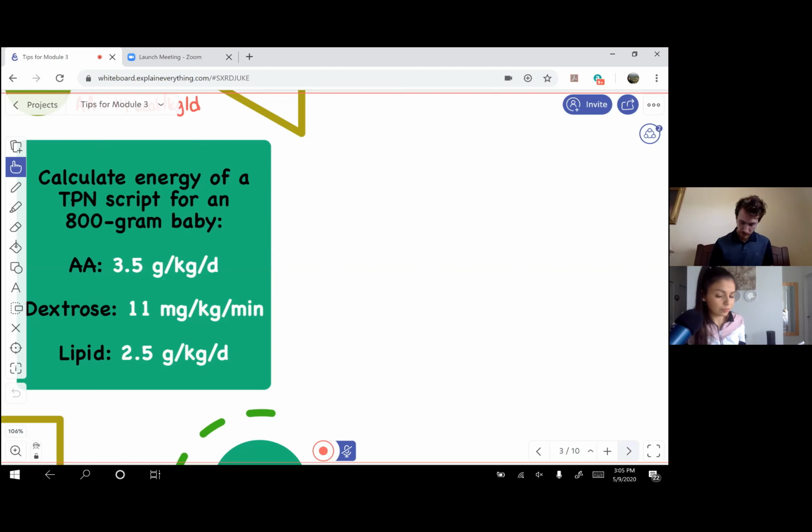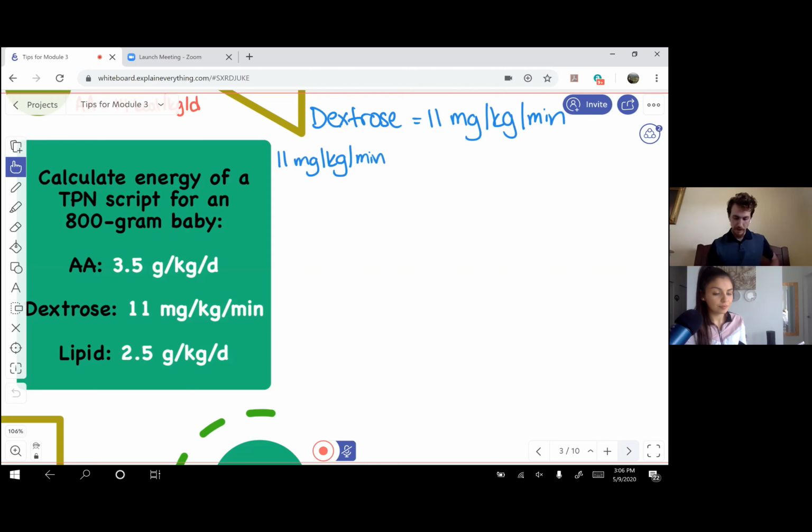So let's write out the dextrose. There's a lot of moving parts in this problem, so you want to make sure you're organized. I know we don't always have colors, but I do now, so I'm going to make use of it. The first thing we want to do here is convert the milligrams to grams. So to do that, we're going to take the 11 milligrams per kilogram per minute. And how do we convert milligrams to grams? It's been a while.